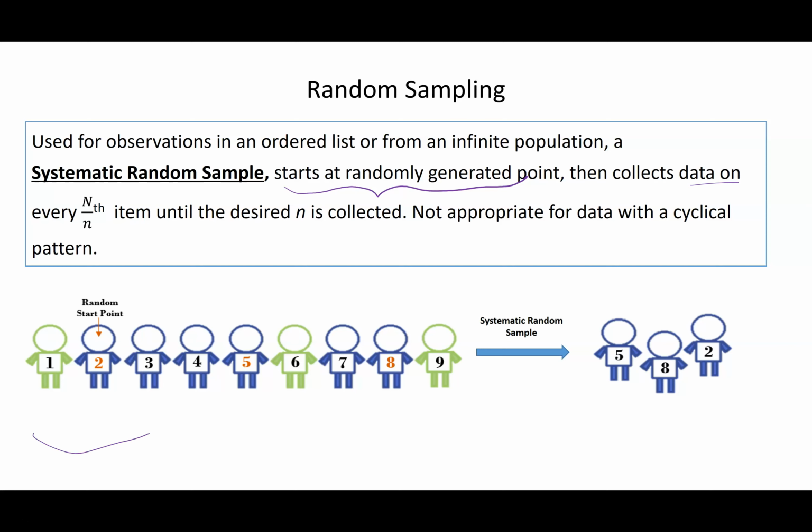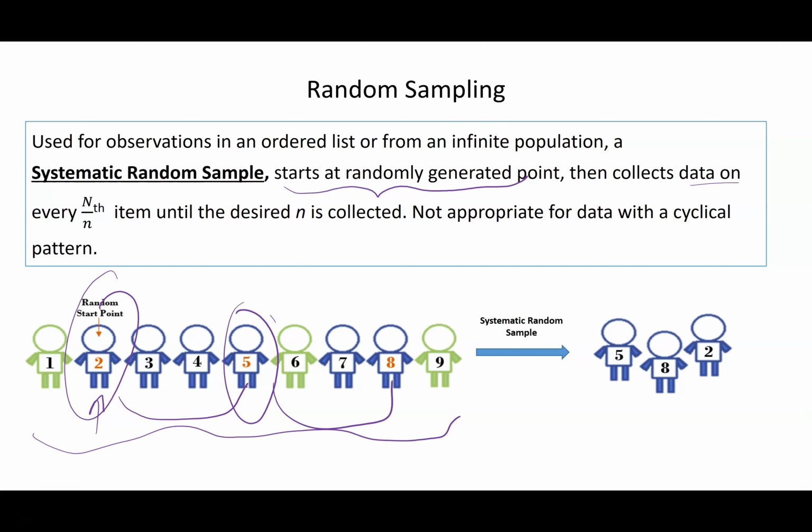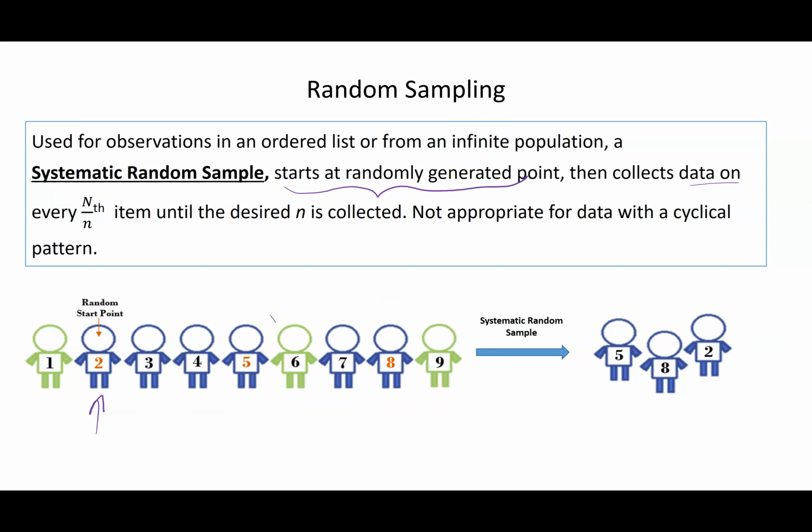Here, it's a very, very short list. There's 9. We randomly started here, and we decided, okay, well, I'm going to take every 3. So I take 2, I take 5, I take 8. If I kept going, I would take 11, 14, and so on. So this is really, really handy when you have like a manufacturing line or something like that. Something where there's like an ordered list.